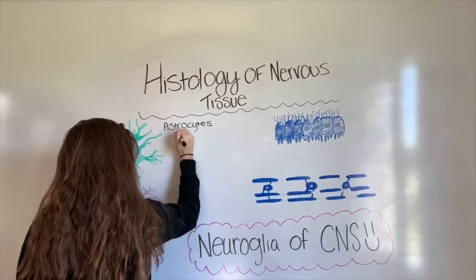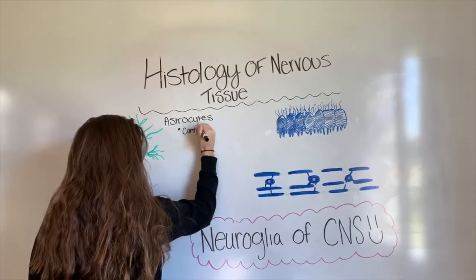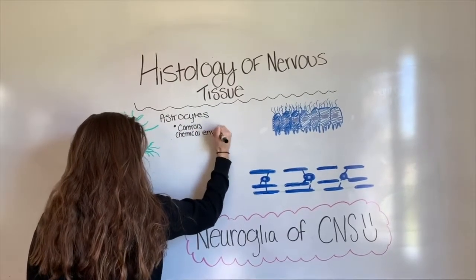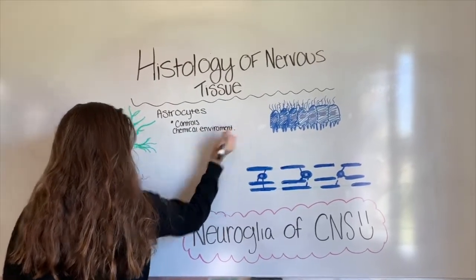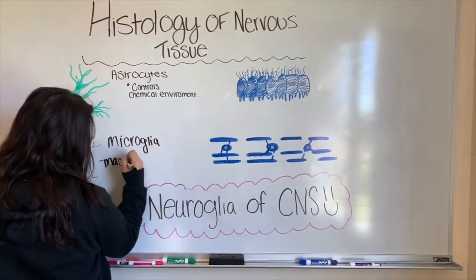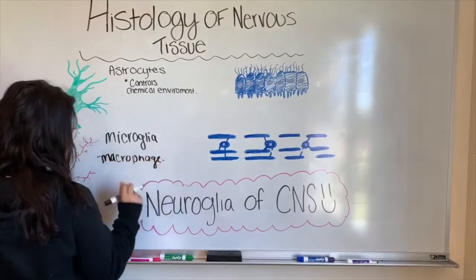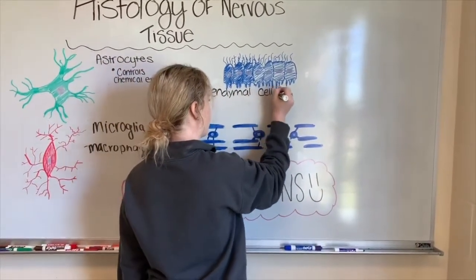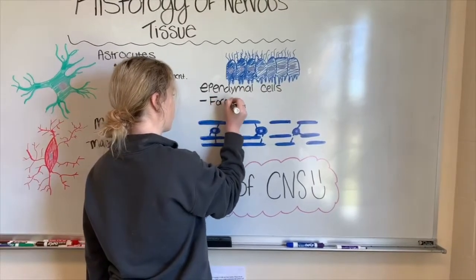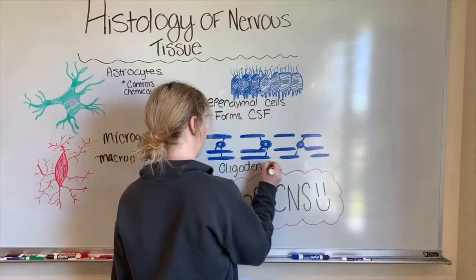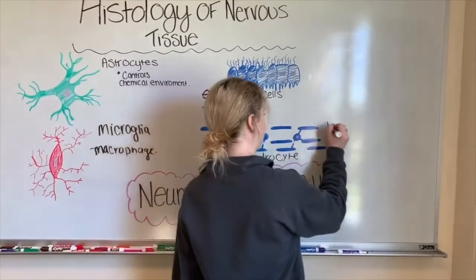Now moving on to the histology of nervous tissue. A neuroglia is a supporting cell that allows neurons to do their job. The most abundant of the neuroglia are the astrocytes, which control the chemical environment. And then we have microglia, which are basically just fancy macrophages. Then we have ependymal cells, which form the cerebrospinal fluid in the CNS, and also oligodendrocytes, which form the myelin sheath in the neurons of the CNS.